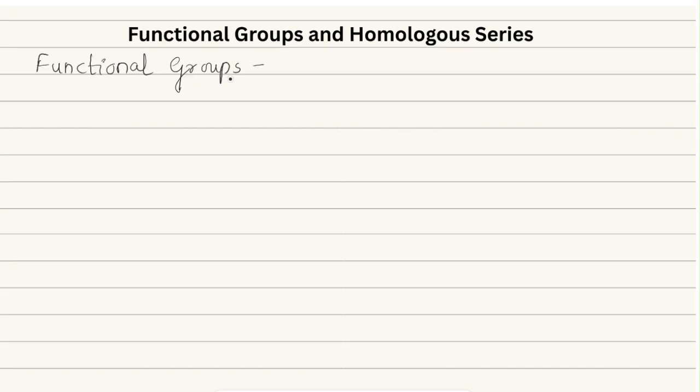Students, what are functional groups? Functional groups can be an atom or a group of atoms present in a molecule which largely determines the physical and chemical properties of the molecules. Let's understand this by taking an example. Let's take a methane molecule. Methane is an alkane with the molecular formula CH4.